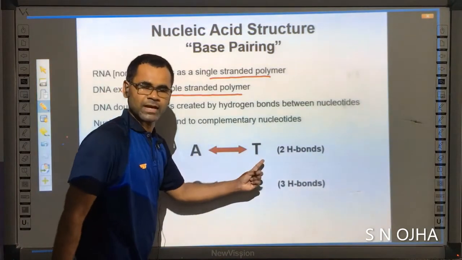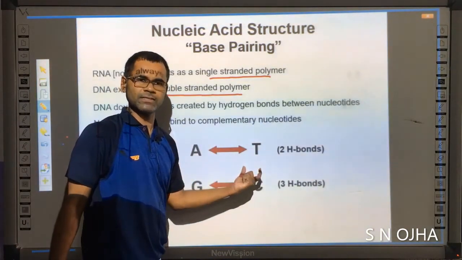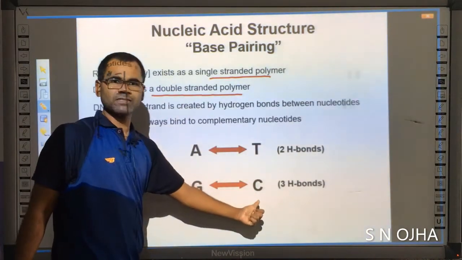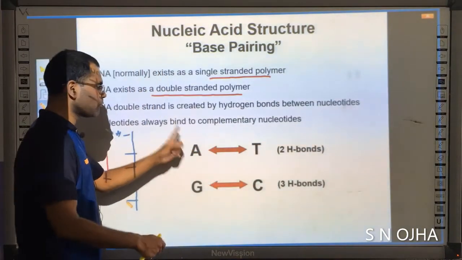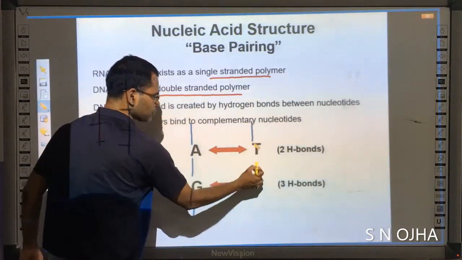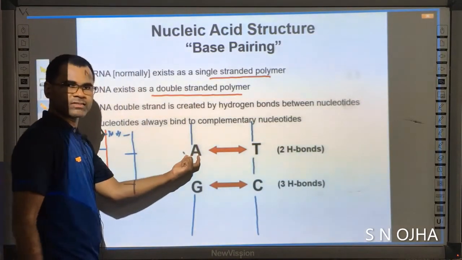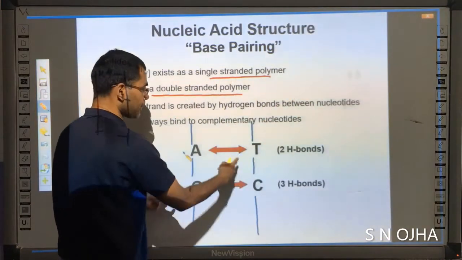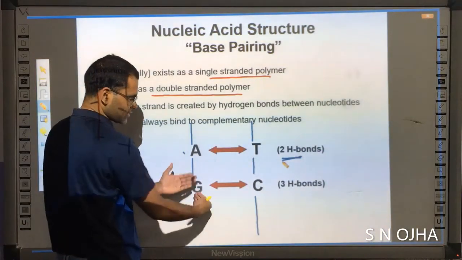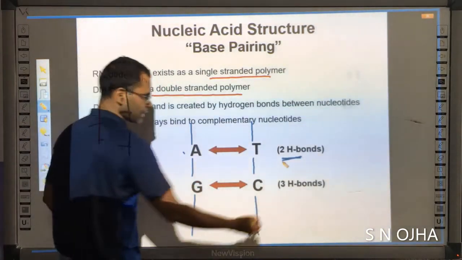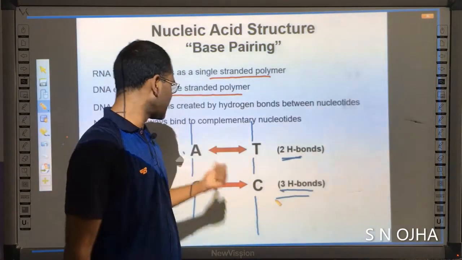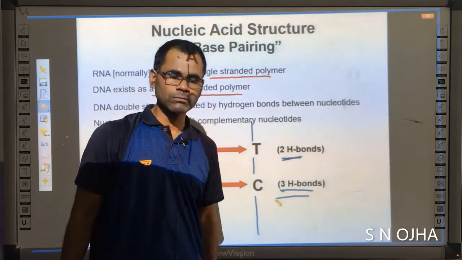Adenine always pairs with thymine. This is the base pairing rule given by Irwin Chargaff. Adenine always pairs with thymine and guanine always pairs with cytosine. Suppose this is one strand and this is another strand. Adenine of one strand is connected to thymine of another strand by two hydrogen bonds. At the same time, guanine of one strand is connected to cytosine of another strand by three hydrogen bonds. So G pairs with C by 3 hydrogen bonds and A pairs with T by only 2 hydrogen bonds.